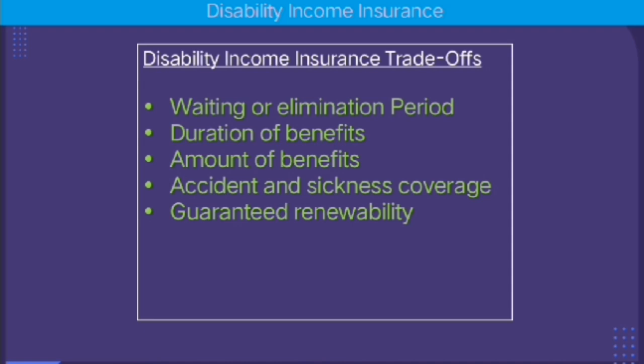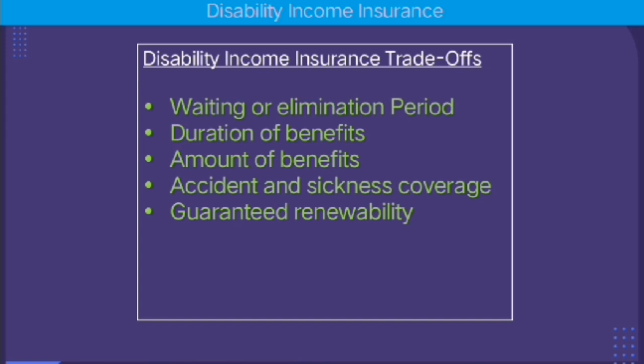So the next is duration of benefits. So this tells you how long the insurance will keep paying you. So some policies pay for only a few years while others pay until you are older or even for life. Next is the amount of benefits. So this is how much money you will get from the insurance each month. So it's usually a percentage of what you were earning before you became disabled.